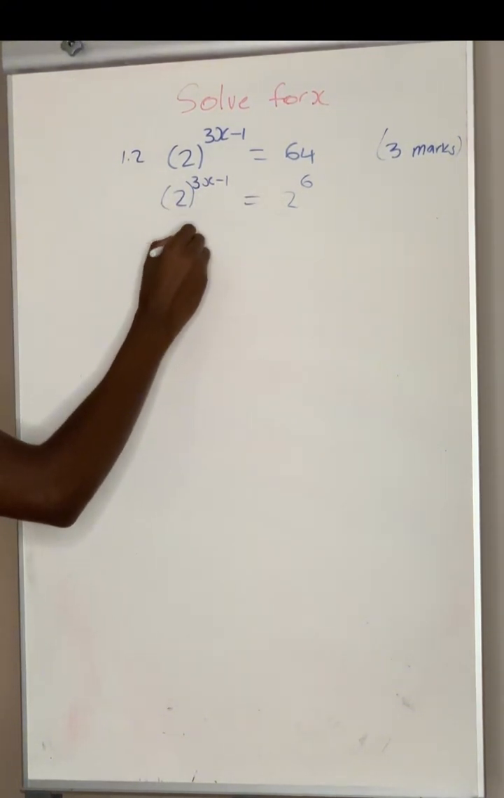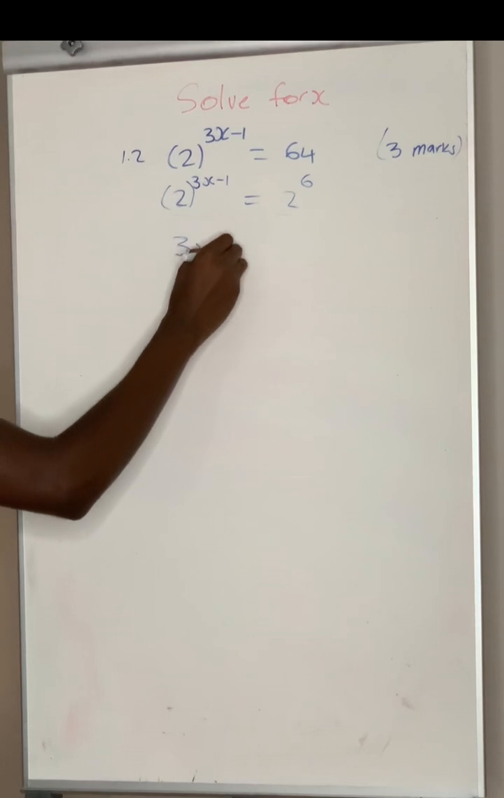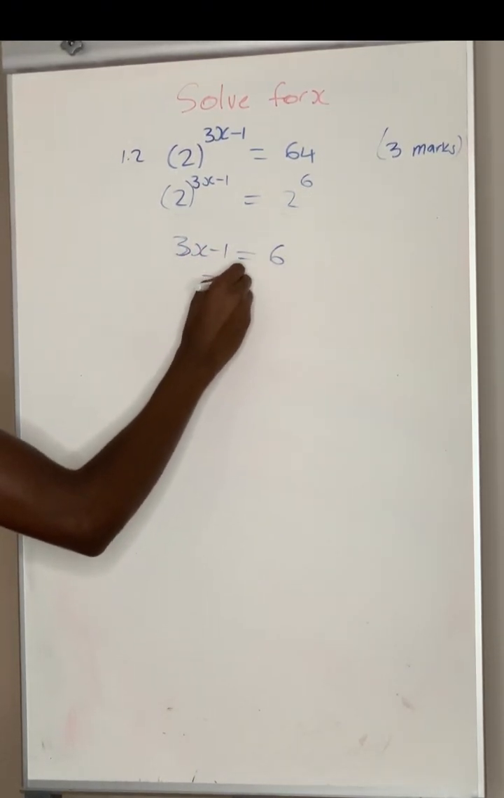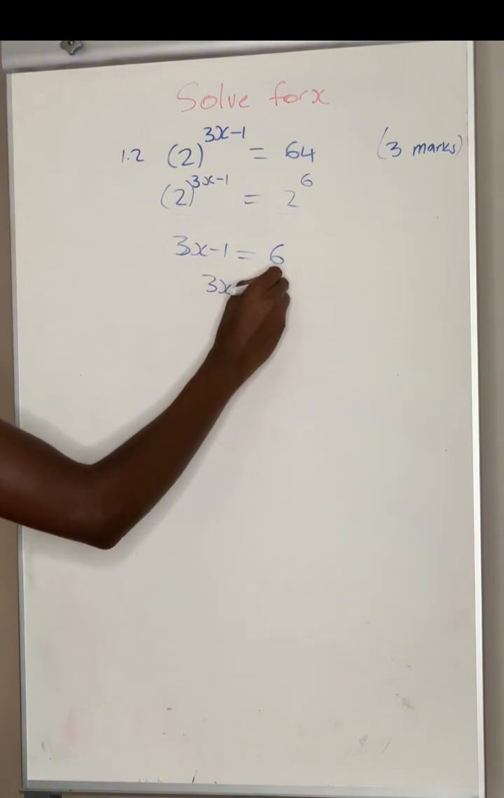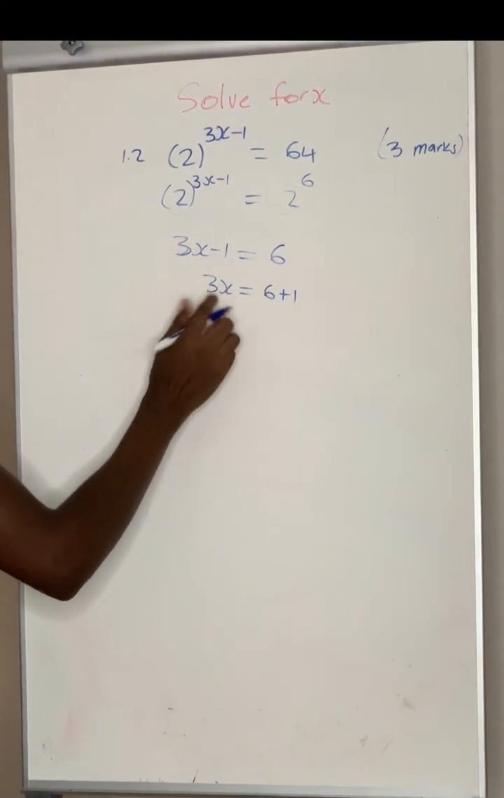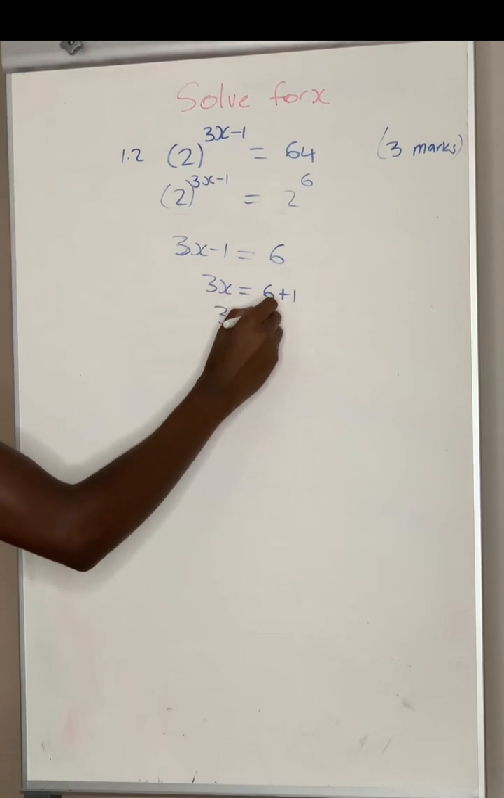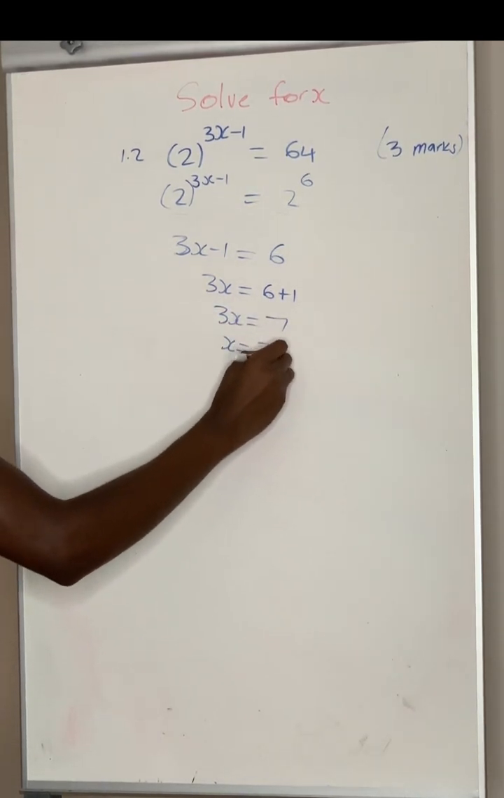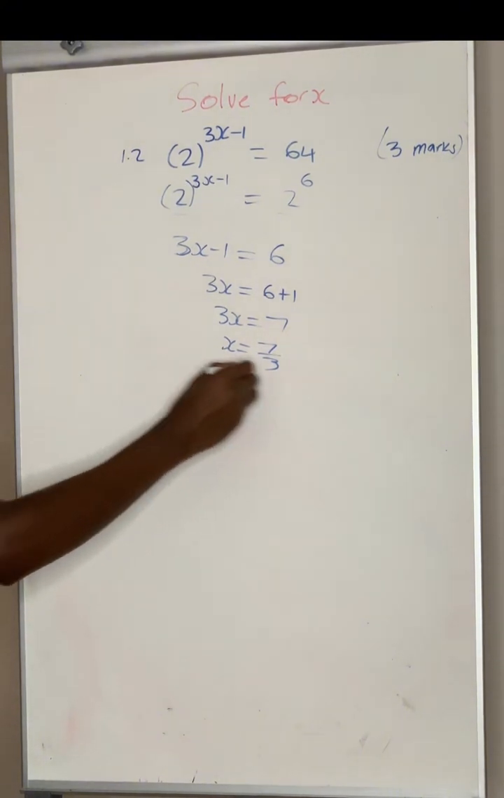So it's going to be 3x minus 1 is equal to 6. 3x is equal to 6 plus 1. 3x is equal to 7. And then x is equal to 7 divided by 3. So you're done.